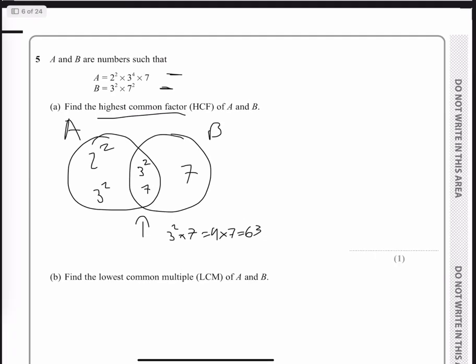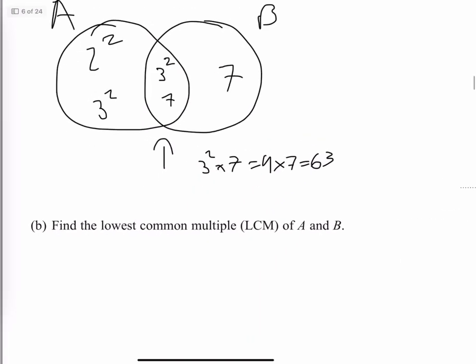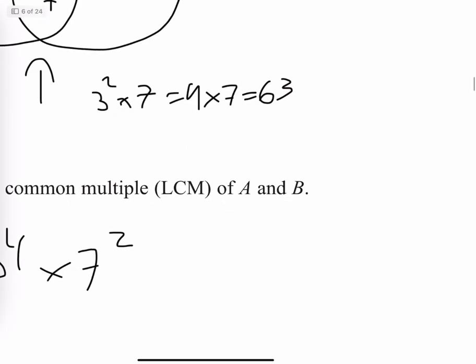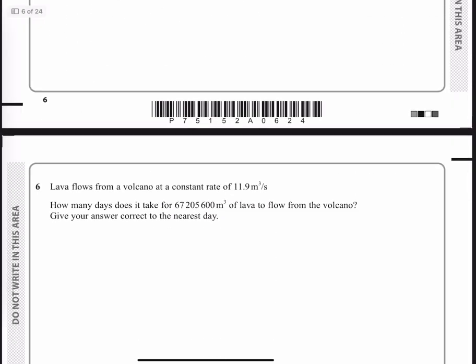Lowest common multiple. Well, that's what we need so that we could make both of these numbers if we wanted. So that's 2 squared times 3 to the 4 times 7 squared. Which will be, I'm just going to type that into my calculator. 4 times 3 to the 4 times 49 equals 15,876. Not very low. Okay.